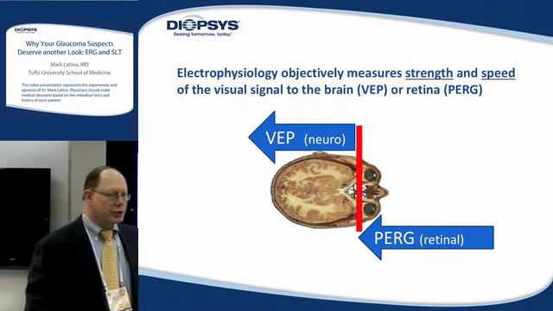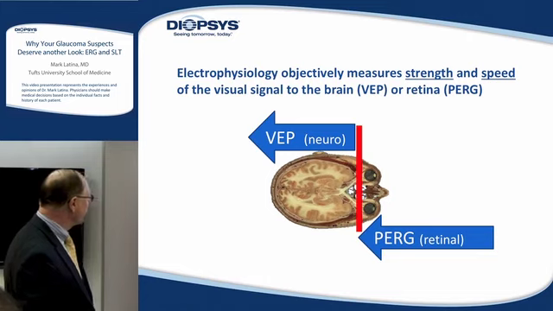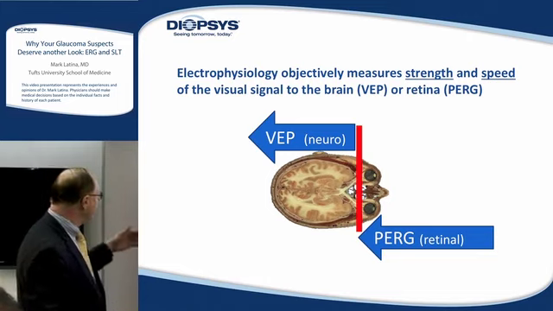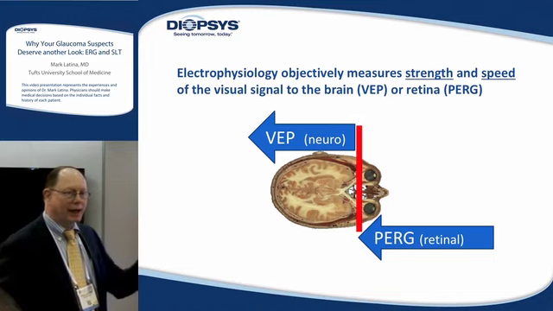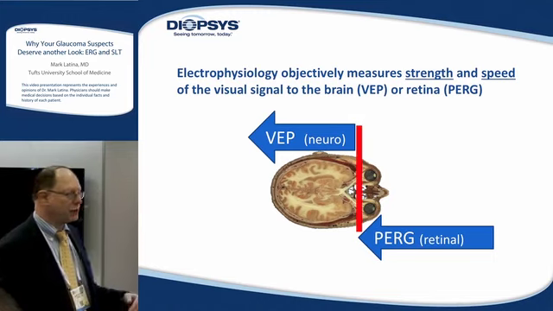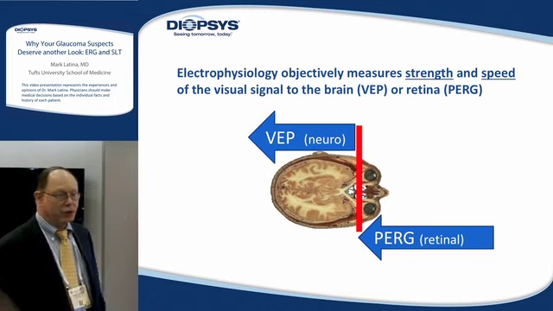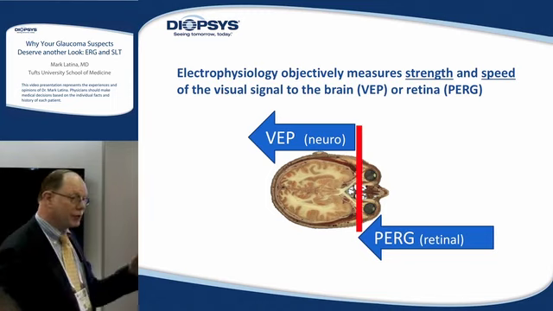Overall, I think everybody knows this. Electrophysiology is an objective measurement of the strength and speed of the visual signal from the eye to the visual cortex. It's really the only objective measurement we have, actually, of the entire visual system.